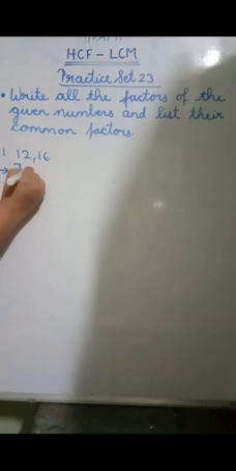Okay, so now we'll begin with practice set 23. That is, write all the factors of the given numbers and list their common factors. The first sum is 12 and 16.